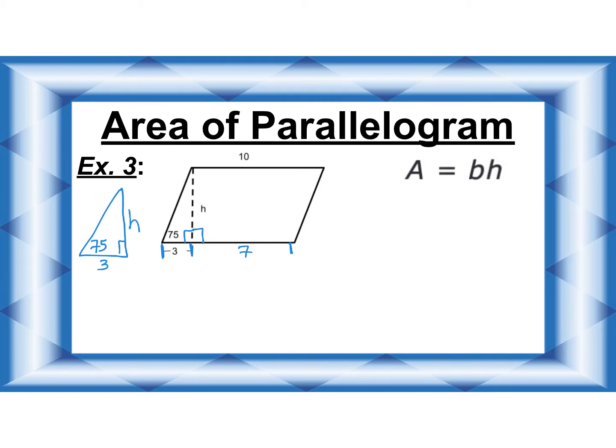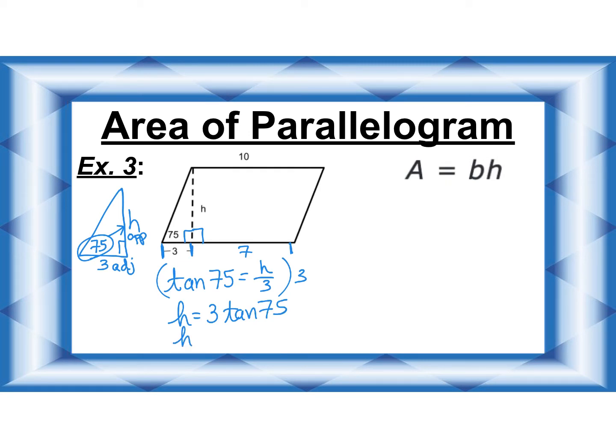So in this case, we have to rely on right triangle trig. I'm going to go to my 75. I have my opposite and my adjacent, which means I'm going to be using tangent. So tan of 75 equals h over 3. I'm going to multiply both sides by 3. So h equals 3 tangent of 75. And when I do that on my calculator, I get h to be 11.2.